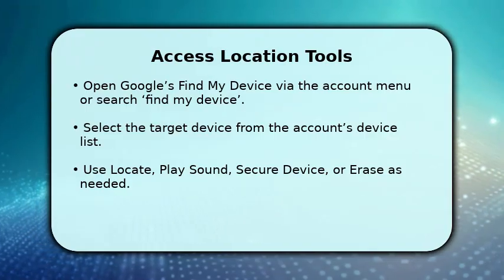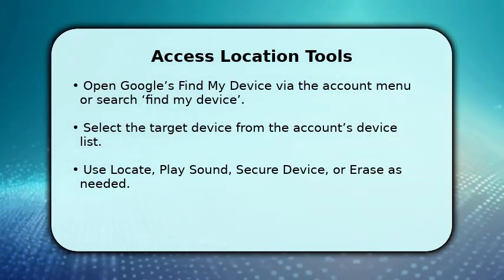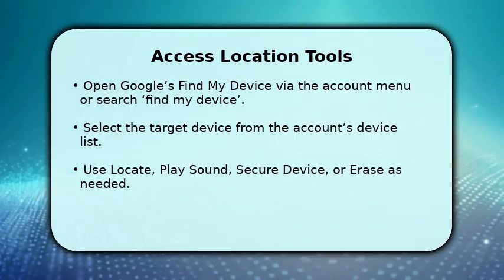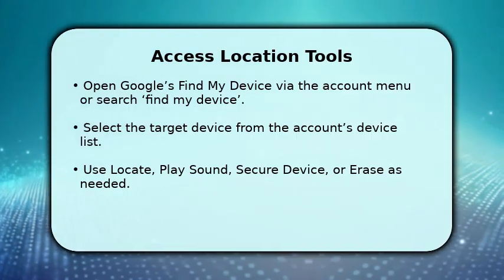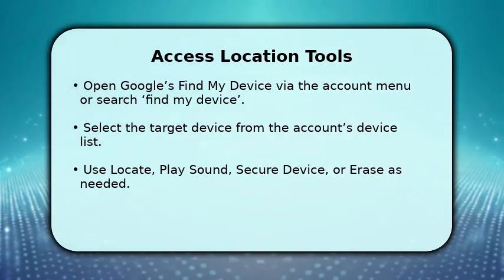Once the map loads, choose Actions. Play sound to locate nearby, secure device to lock it and show a recovery message, or erase if you must protect data. Make sure to weigh Remote Erase, since it removes locating capability.